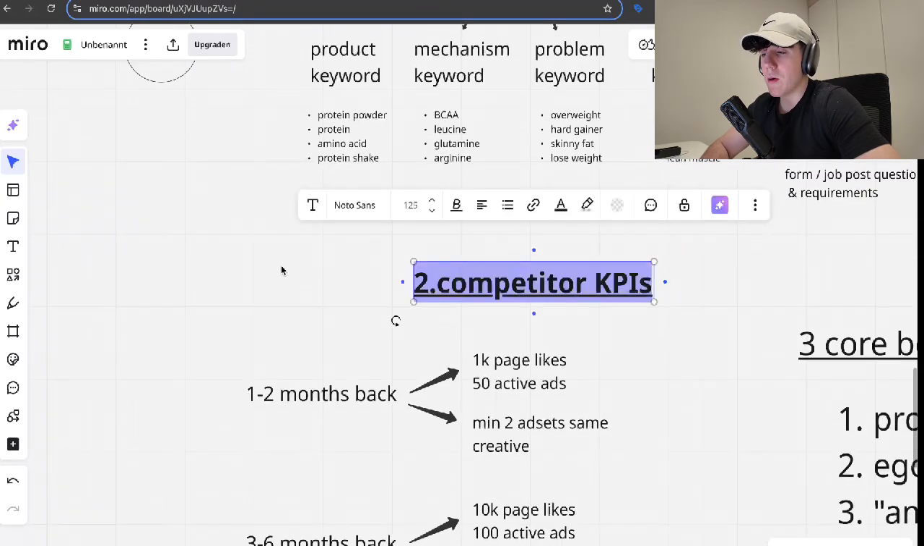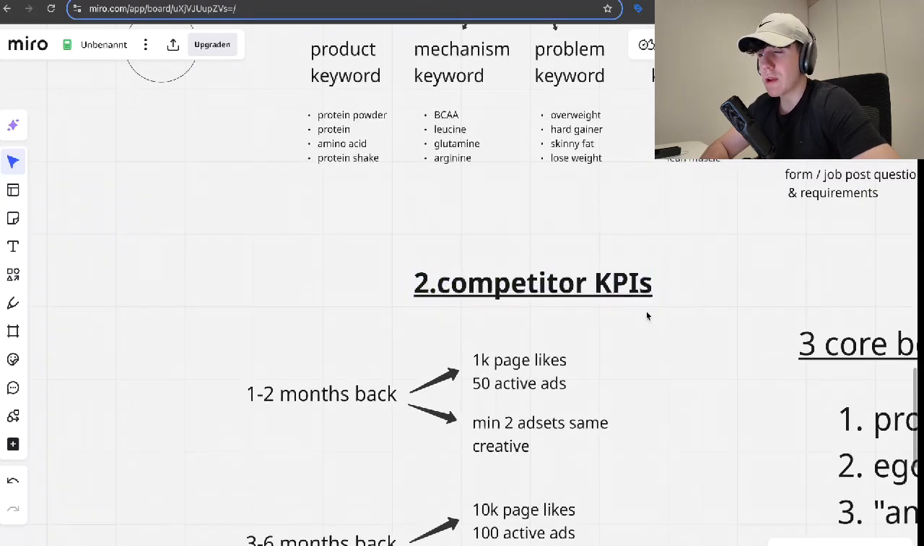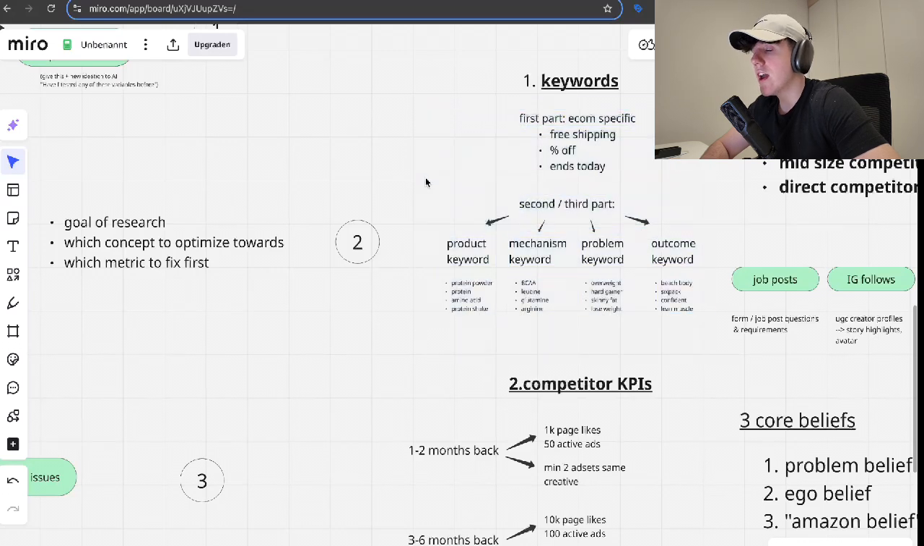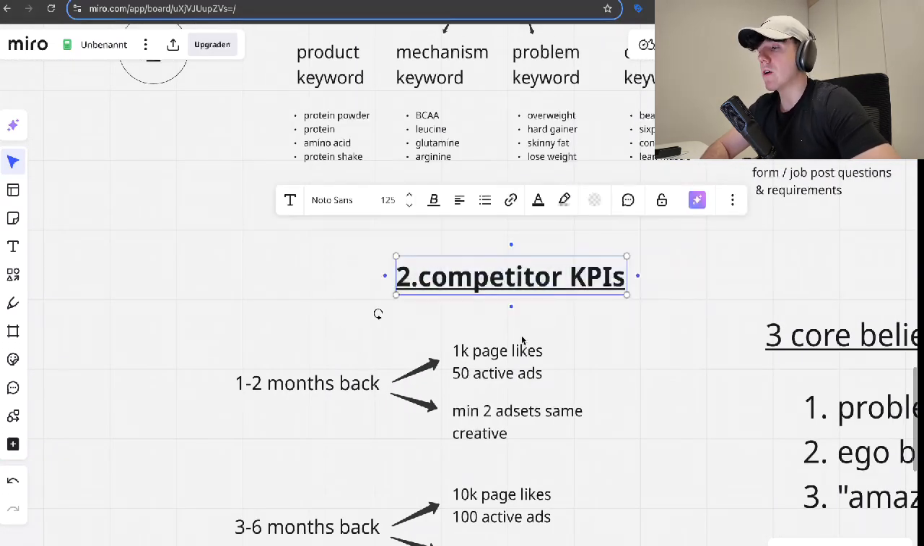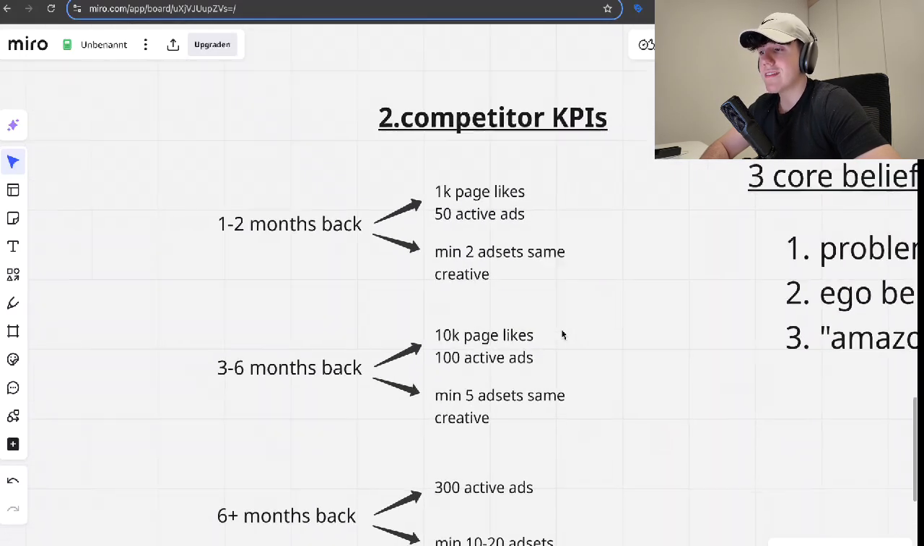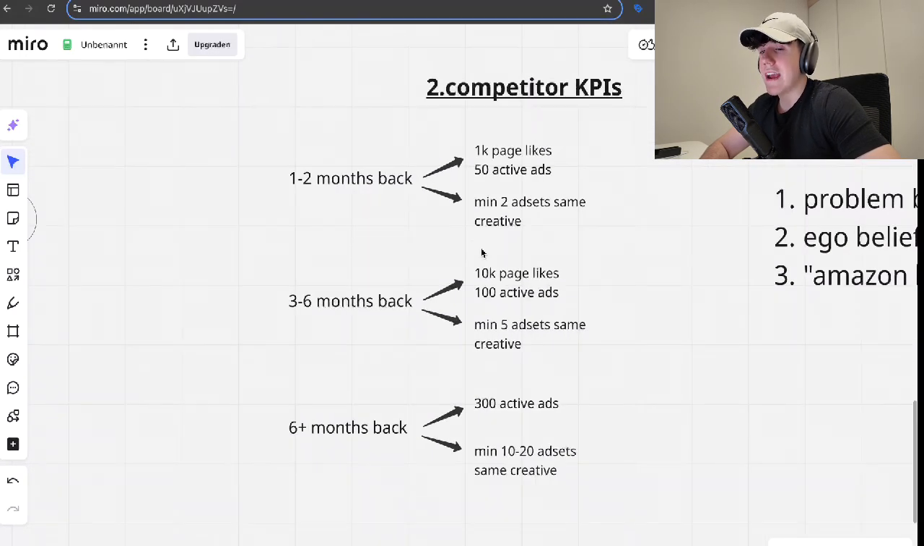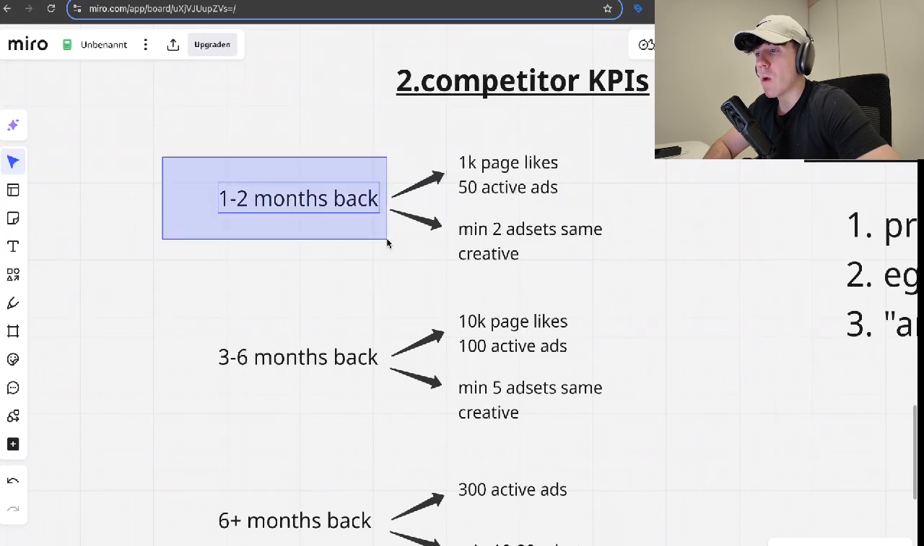Now, when it comes to the second point here, which is the competitor KPI. Once we have our keywords that we want to look for, you're essentially going to break down which KPIs we actually look for and when we start taking competitors seriously. One of the things you're going to do when you start doing research on the ads library is go back in time when it comes to how long an ad should be active. Obviously one of the filters is going to be active ads. You're only going to look at ads that are still active to this day. However, when it comes to the date filter, you're going to go back a couple months, for example 1 to 2 months.